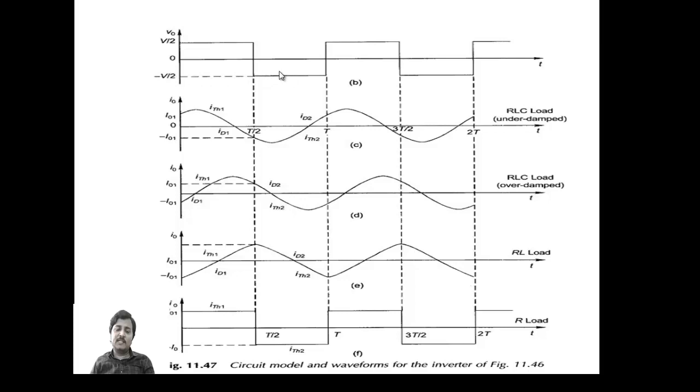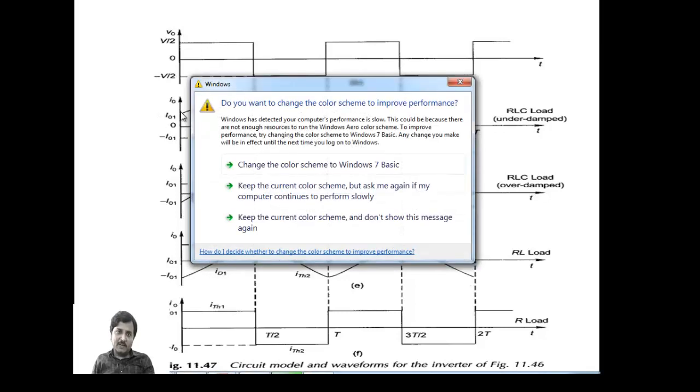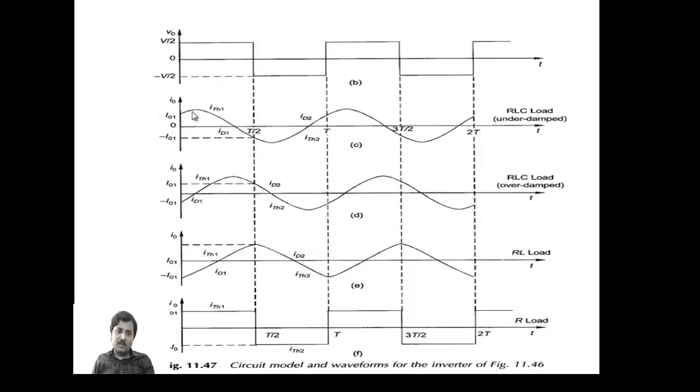And in the second mode, the switch T2 will be switched on, so the load voltage is minus Vs by 2. When the load is an RLC load under the underdamped condition, the current is ahead of the voltage, which means the current is leading the voltage. So this is the waveform of current when it is the RLC underdamped circuit.